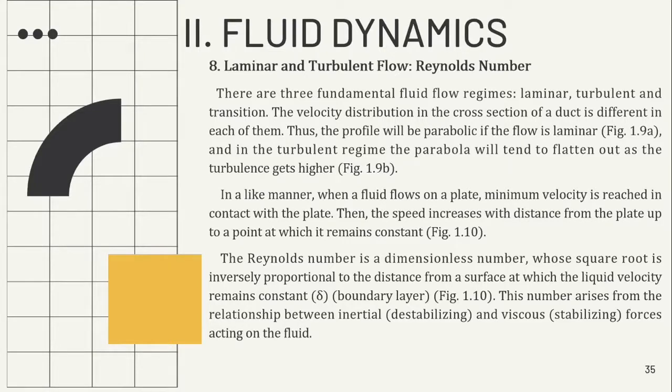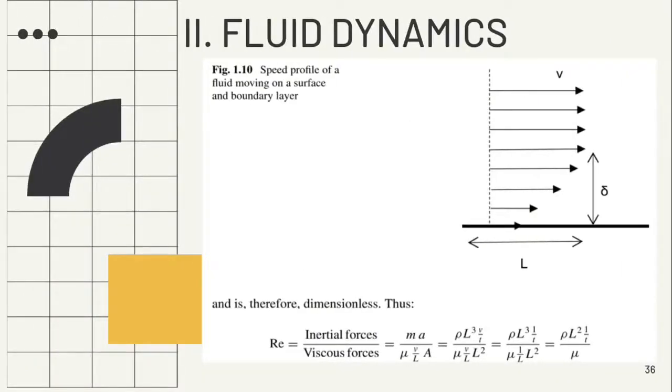The Reynolds number is a dimensionless number whose square root is inversely proportional to the distance from a surface at which the liquid velocity remains constant. This number arises from the relationship between inertial and viscous forces acting on the fluid. Speed profile of fluid moving on a surface and boundary layer.